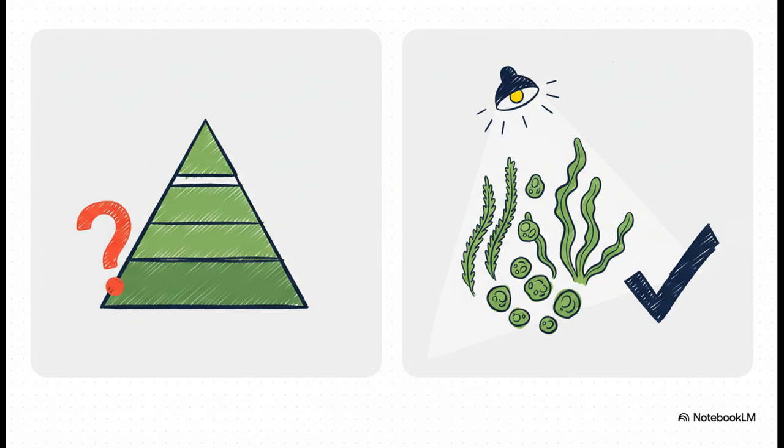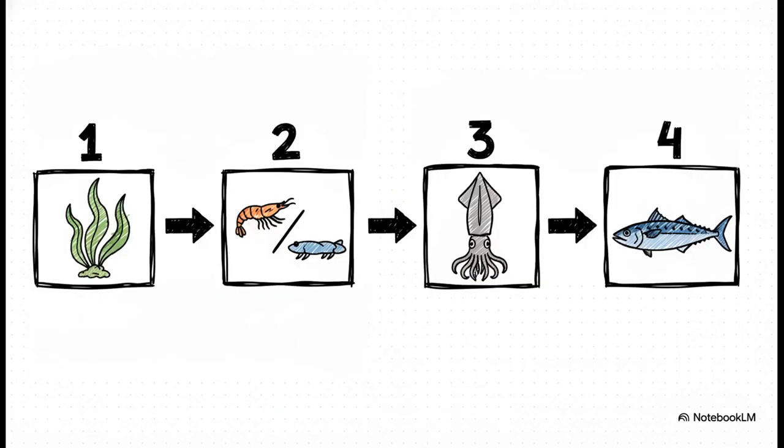Nice and simple. For this question, you've got to build a food chain with exactly 4 levels. The mark scheme lays it out perfectly. It starts with algae, then you can have krill or copepod, then squid, and finally mackerel. The order here is absolutely critical. Get it mixed up, and you lose the mark.